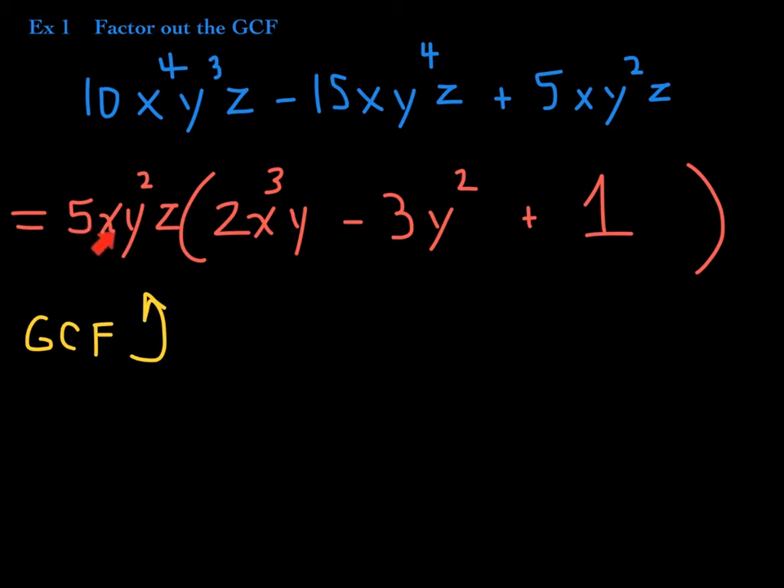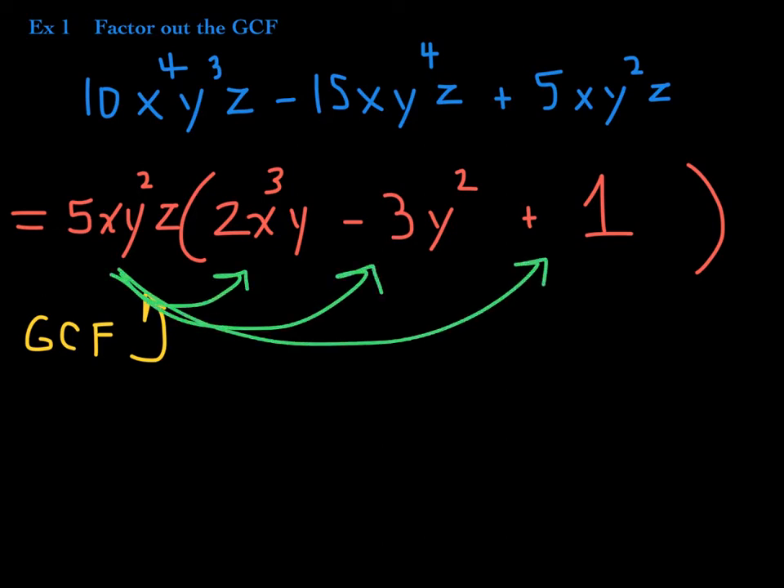5xy squared z is your GCF, your greatest common factor. Now, you're done, folks. If you wanted to check your work, distribute this GCF back in, and you will get the original polynomial back. That's how you can check every single time.